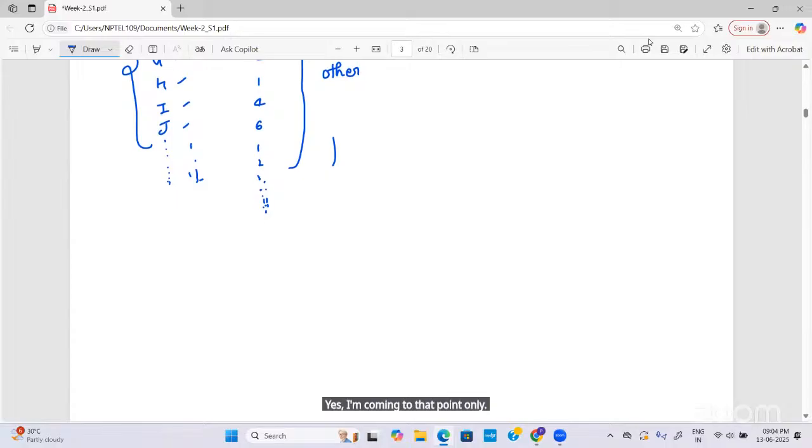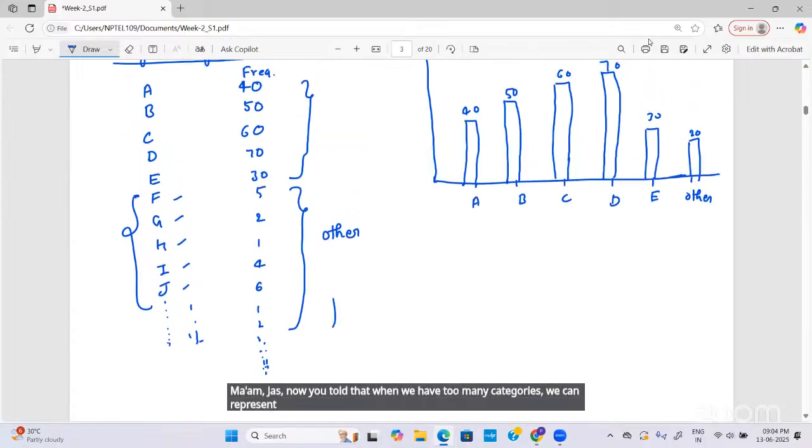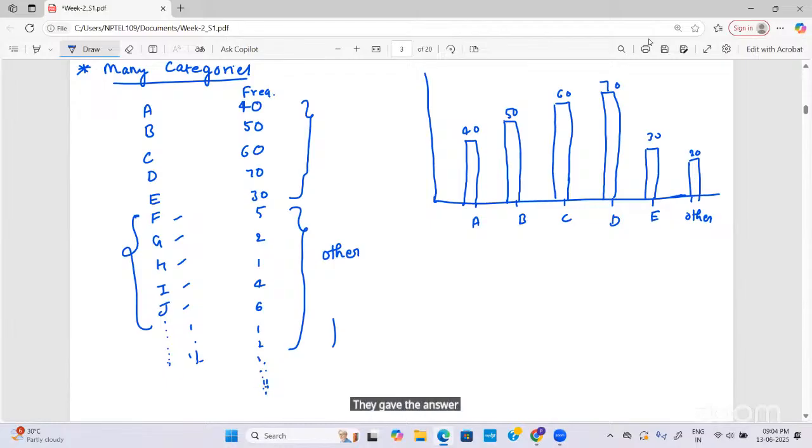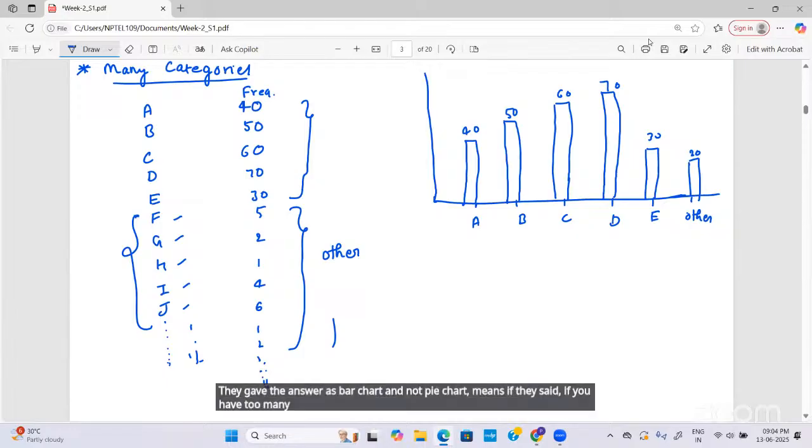Ma'am, just now you told that when we have too many categories, we can represent them in a bar chart and pie chart also. But there was one question: if we have too many categories, which one is ideal, bar chart or pie chart? They gave the answer as bar chart and not pie chart. If there are too many categories with small frequencies, the pie chart is not ideal. Could you please explain why?